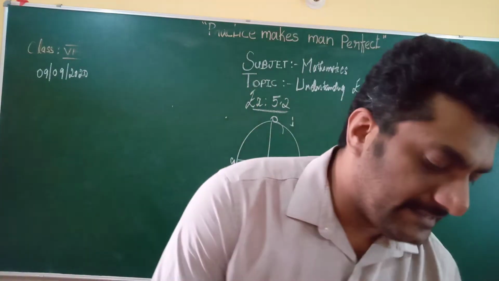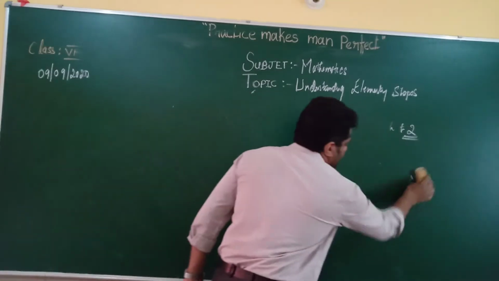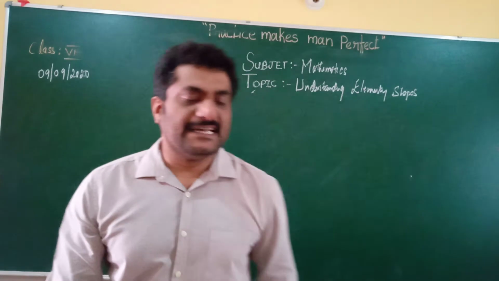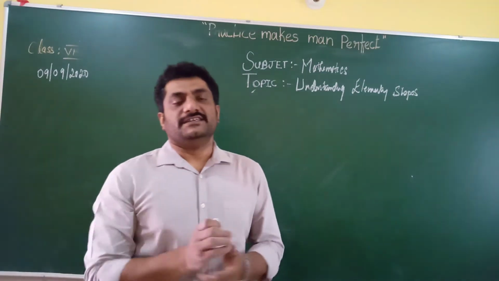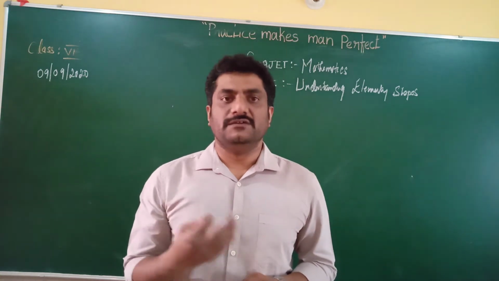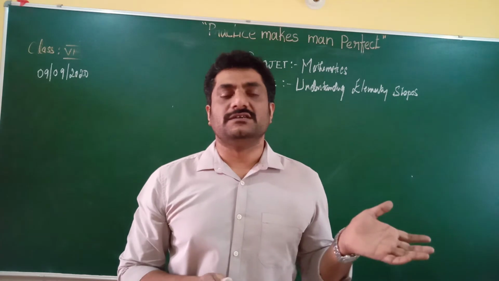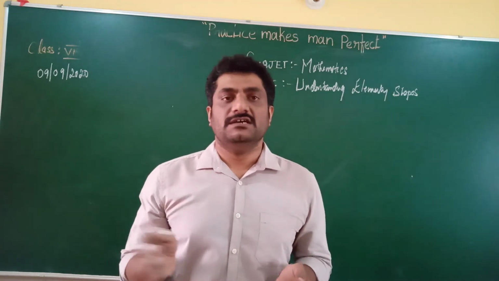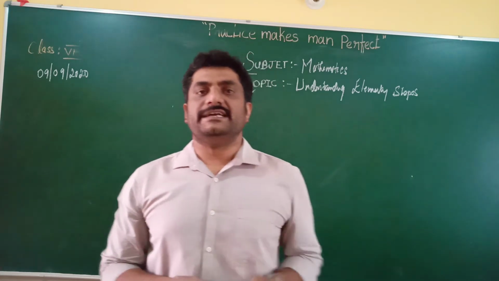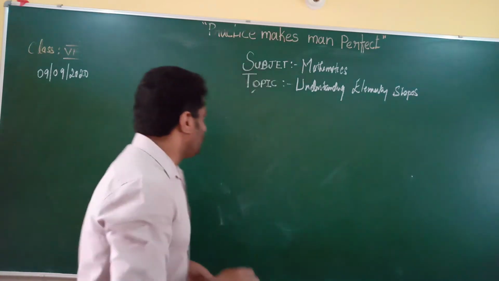The next topic is about angles. Exercise 5.2, I think you should be able to solve it. In exercise 5.2, it is all related to right angles, revolutions and directions. That means if you turn from one direction to another direction, how many revolutions or how many right angles you will get. All those are in exercise 5.2. After that we have a topic called angles.